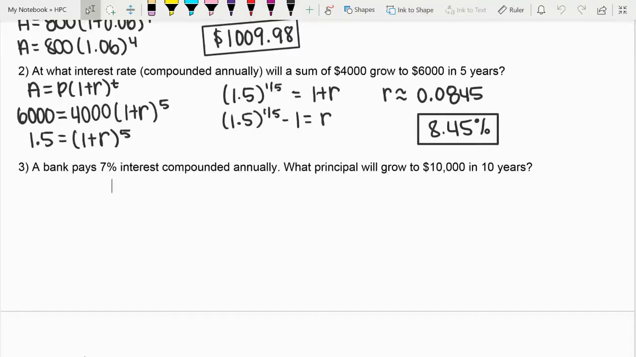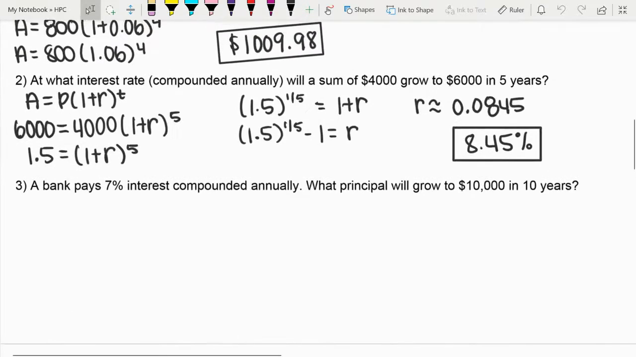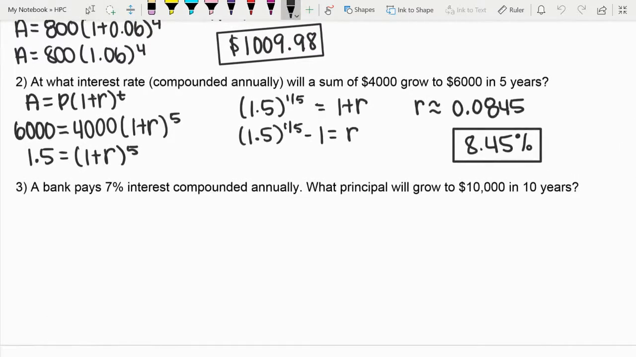A bank pays 7% interest compounded annually. What principal will grow to $10,000 in 10 years? So again, it says compounded annually, so I know I'm going to be using the formula A is equal to P times 1 plus the rate raised to time. Okay, what principal will grow to $10,000 in 10 years?